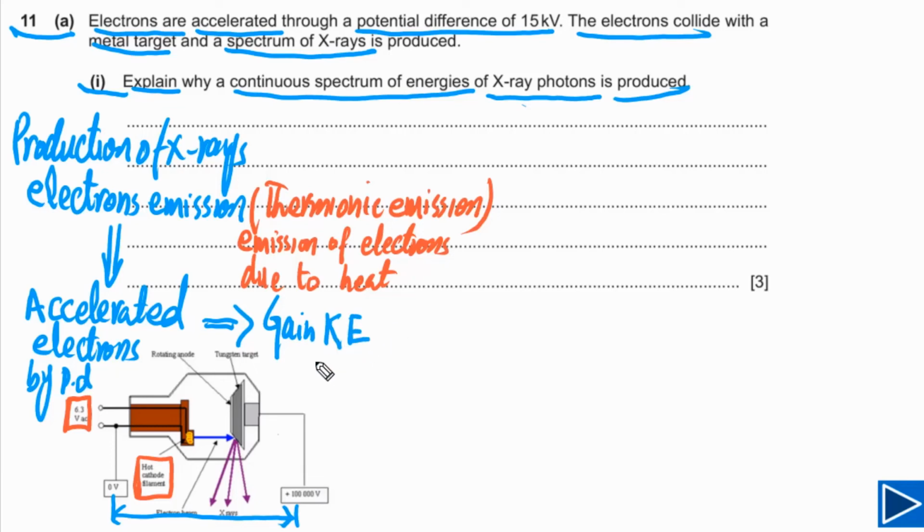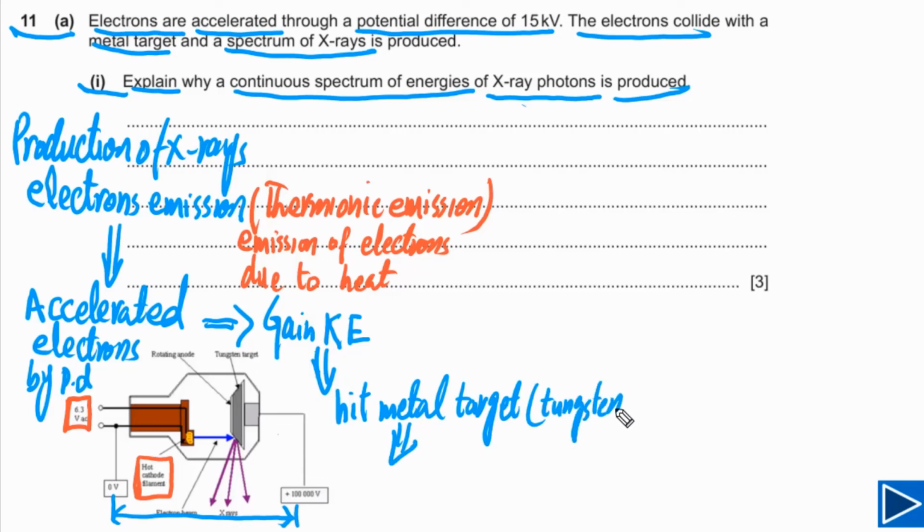And when these electrons hit the metal target, the metal we use is tungsten. So the metal used for X-rays is tungsten. This is our metal target, and it is made of tungsten.